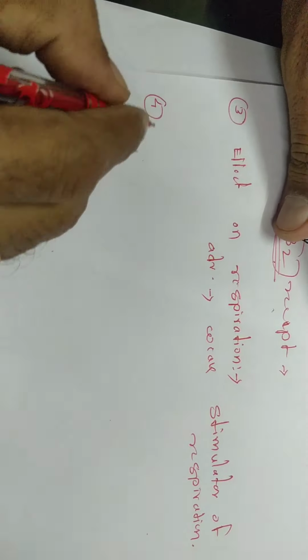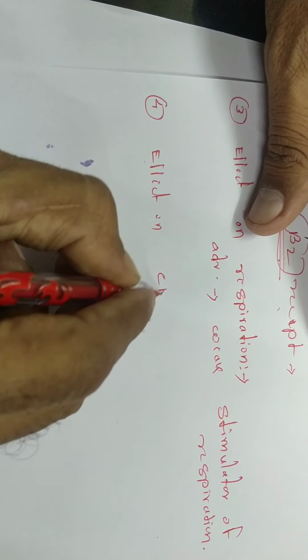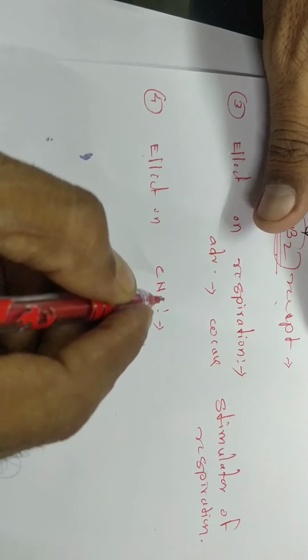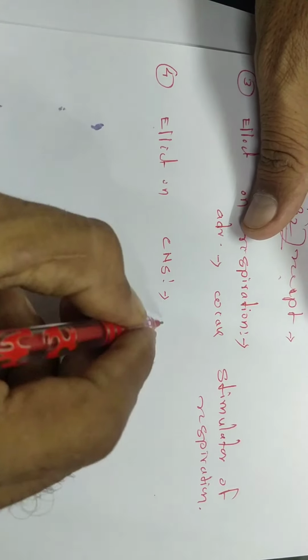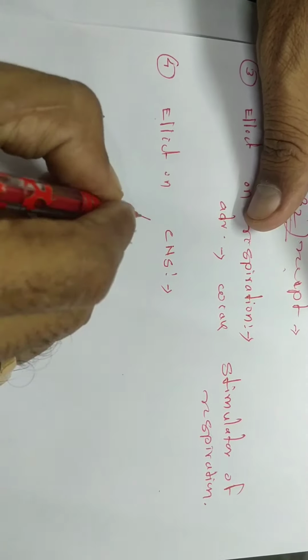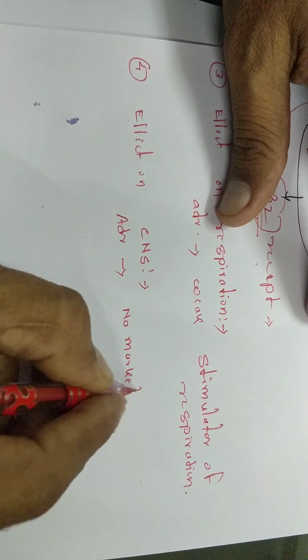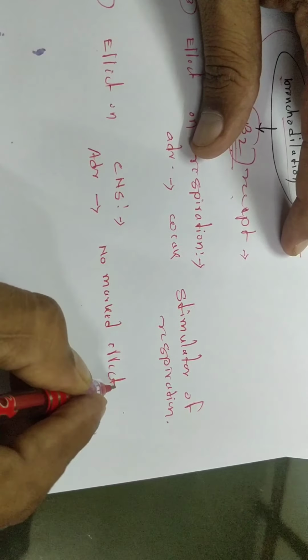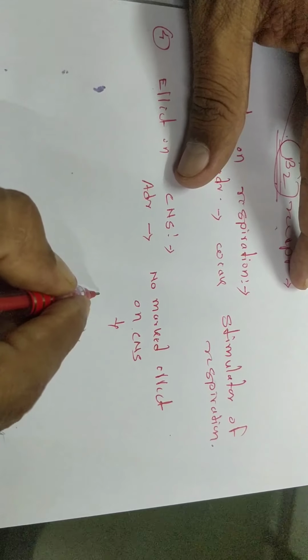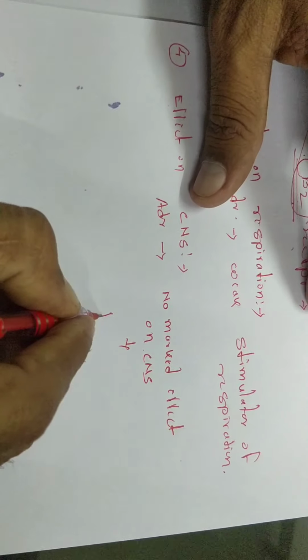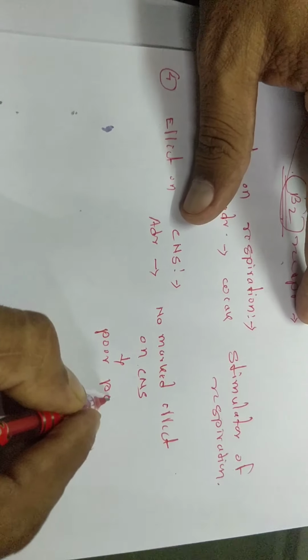Next is the effect on CNS. Adrenaline has no marked effect on CNS because of poor penetration in the brain.